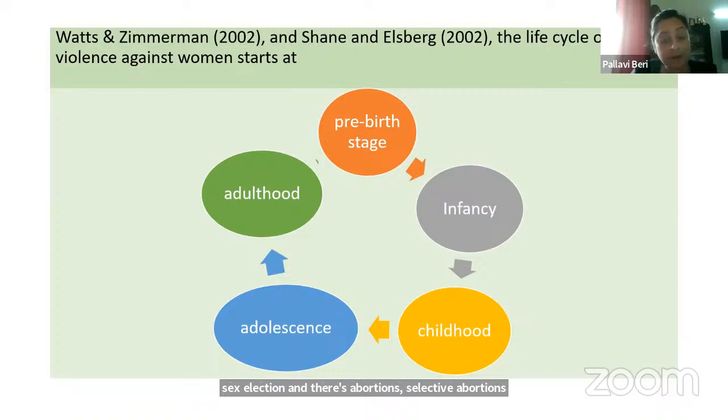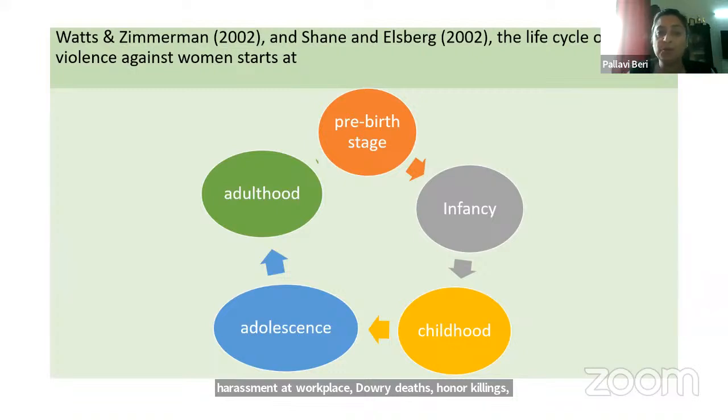Then at the stage of infancy, we have infanticide, malnutrition, child abuse. Then at the stage of childhood, we have abuses like trafficking, child labor, child marriage, rapes. At the stage of adolescence, there is exploitation, trafficking, forced marriage, rape, acid attacks. And at the stage of adulthood come crimes such as domestic abuse, intimate partner violence, sexual harassment at the workplace, dowry deaths, honor killings, forced conceptions and forced abortions, and so on.